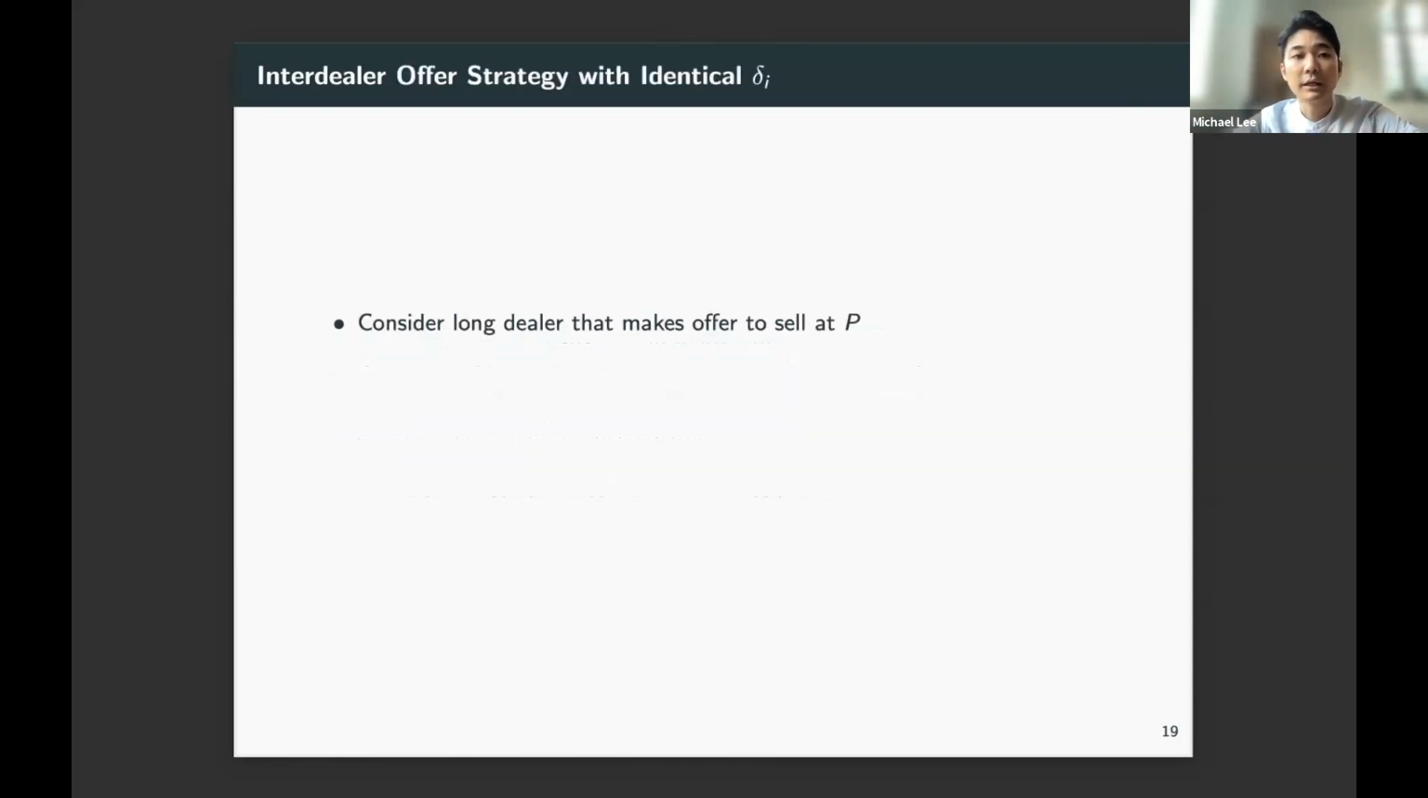So let's consider what the ideal interdealer offer strategy might be. Let's focus on a long dealer, and let's suppose that the long dealer chooses to make an offer to sell the asset at some price P. Now, this is quite a reasonable offer, because a long dealer has just purchased an asset from a trader. If it's able to offset this position by selling the asset, it effectively is able to avoid this liquidity cost delta. So by ending the two trading periods with a net zero position, we can economize on liquidity, avoid this liquidity cost.